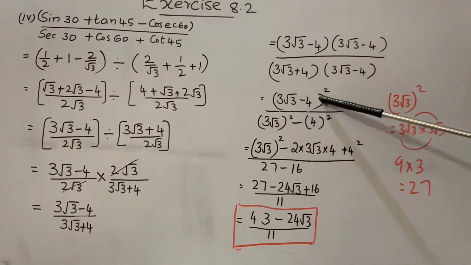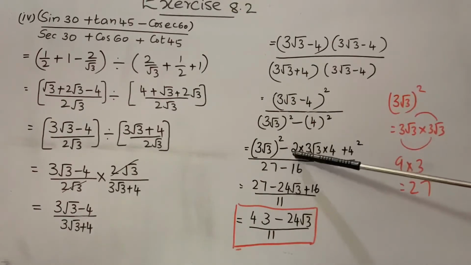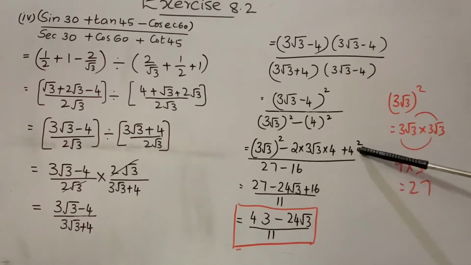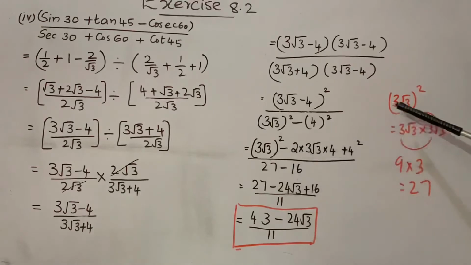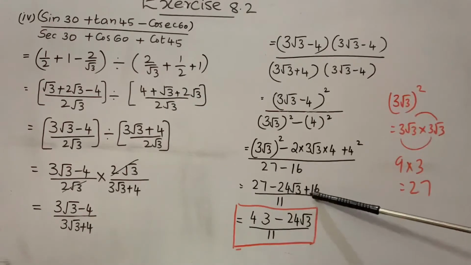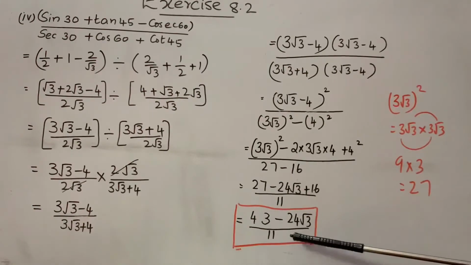(a minus b) the whole square is a square minus 2ab plus b square. That is, 3 root 3 square is 3 root 3 into 3 root 3. 3 into 3 is 9. Root 3 into root 3 is 3. That is 27. 27 minus 24 root 3 plus 16 by 11. That is 43 minus 24 root 3 by 11.